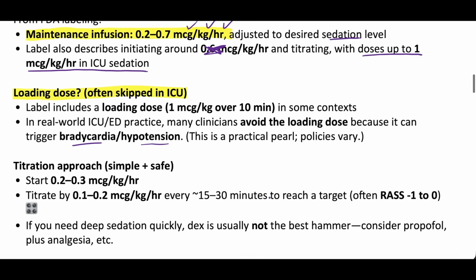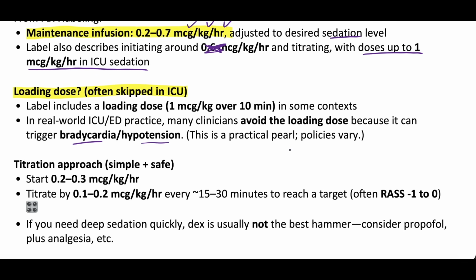Titration approach. So after you start it at whatever dose you choose, maybe you're starting at something like 0.2, 0.3 micrograms per kilogram per hour. Most people will titrate it by 0.1 to 0.2 micrograms per kilogram per hour. Every 15 to 30 minutes is a common kind of titration duration, right? Because you want it to reach its steady state, its threshold, before you then make a dose change.